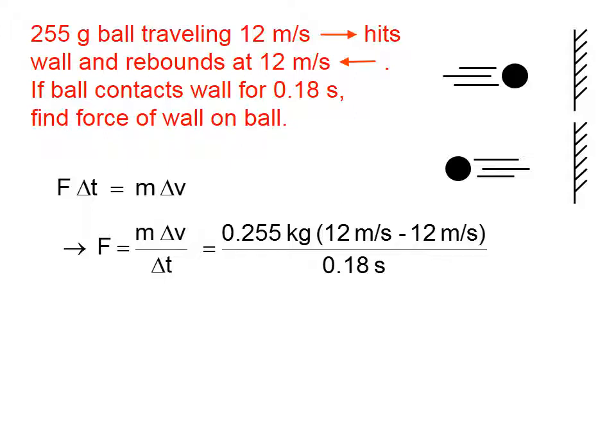0.255 kilograms, and then the final velocity is 12 meters per second. The initial velocity is 12 meters per second, so 12 minus 12, and the time is 0.18 seconds. Wait a minute. Something's wrong, because this delta v, 12 minus 12, is 0, which means the change in velocity was 0. There was 0 change in velocity.